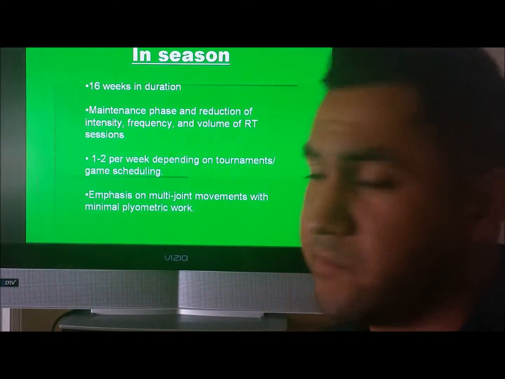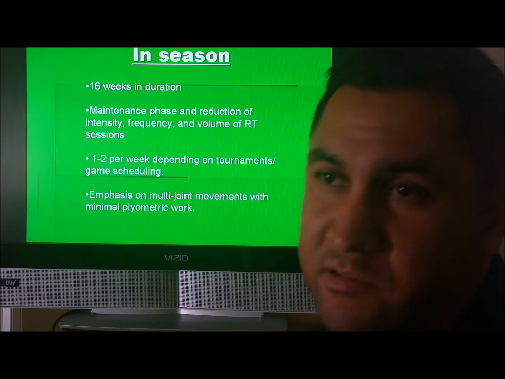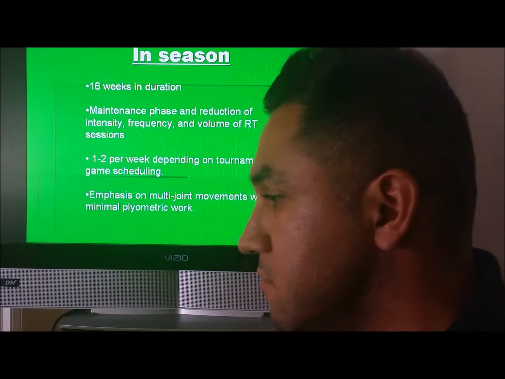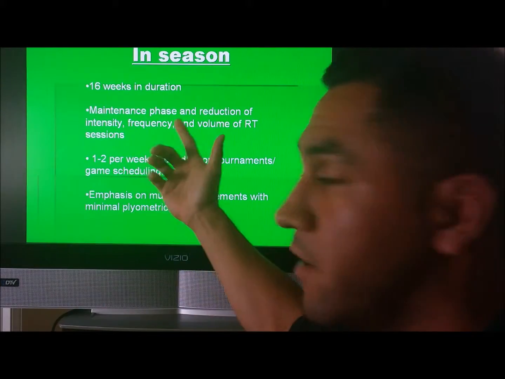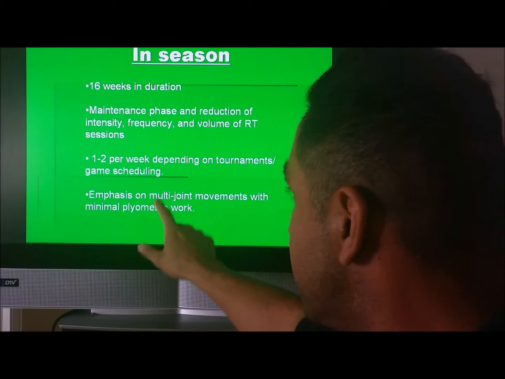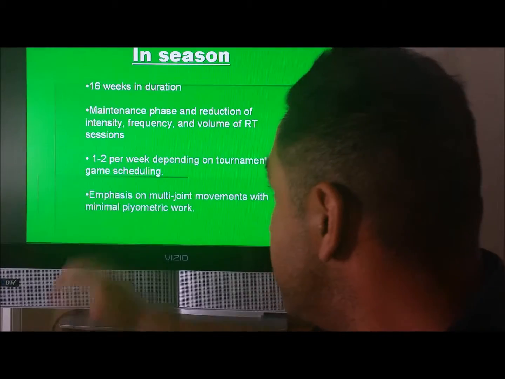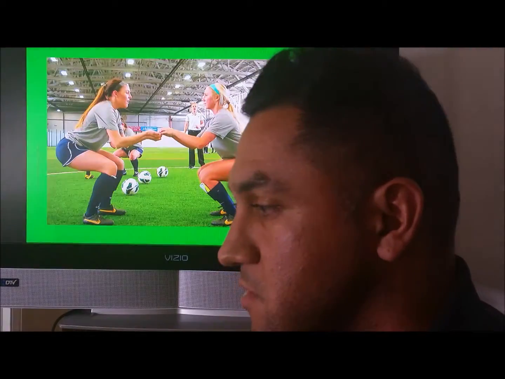And in season, it's going to be notable where strength and power is going to be reduced. They're going to lose some of it, so we want to make sure that we have a maintenance phase, 1 to 2 days a week, that we go ahead and work on to maintain some of it. Emphasize multi-joint movements, but we're going to reduce the intensity and the frequency.